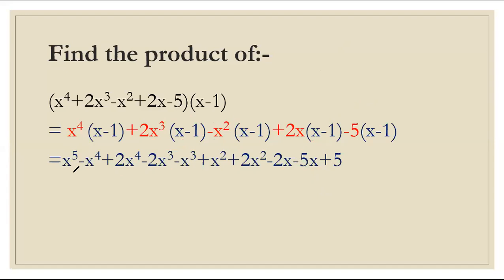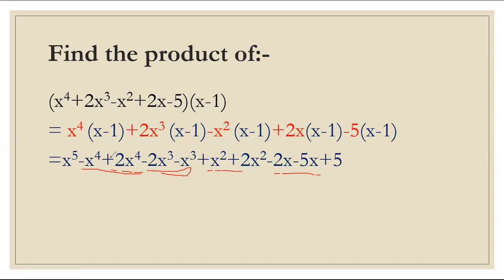Now, students, in the next step, we have to simplify. Now, look at the terms. First term is x power 5. There isn't any more such term, so we are not going to add this term. The next term is x power 4 and x power 4 is there. Is there any more term? No. That means we can add these two terms. This is x cube, we can add these two terms together. This is x square and x square, we can add these two terms together.